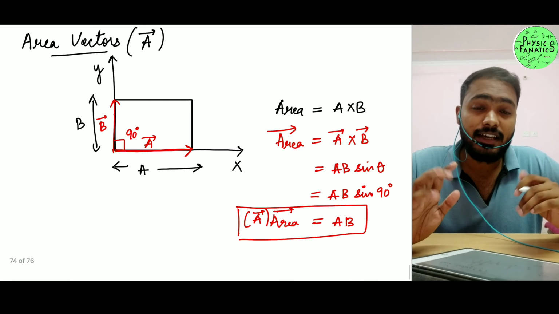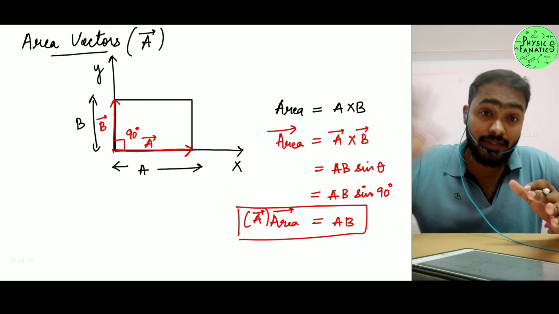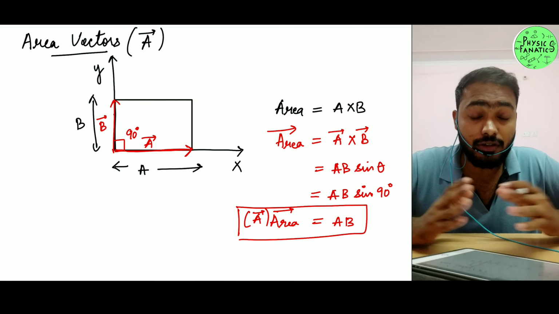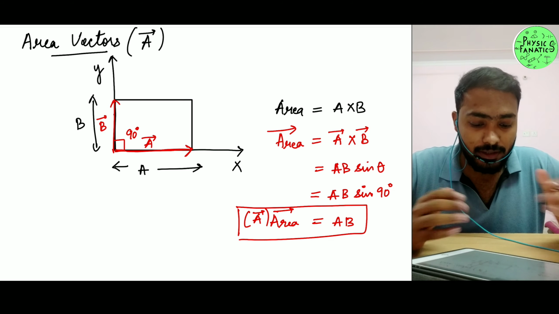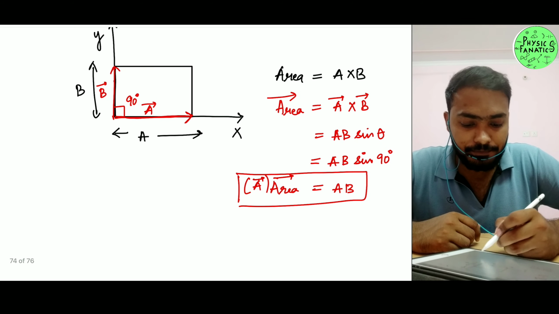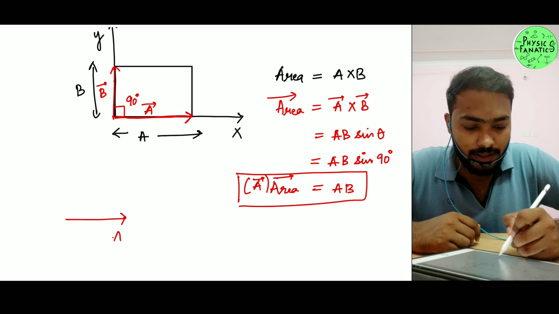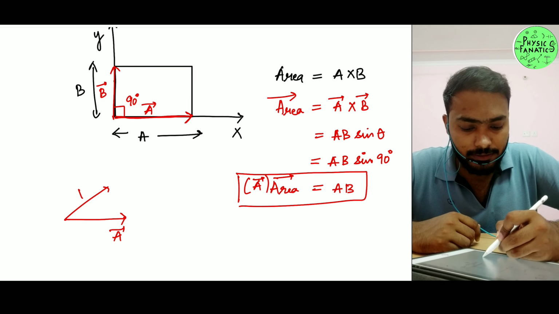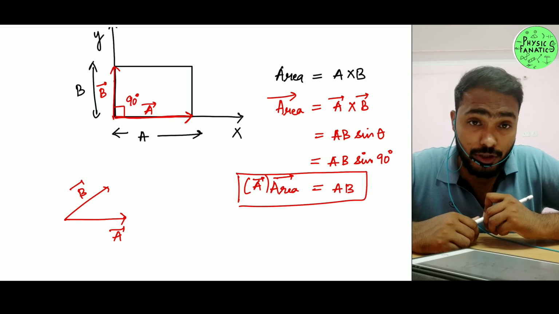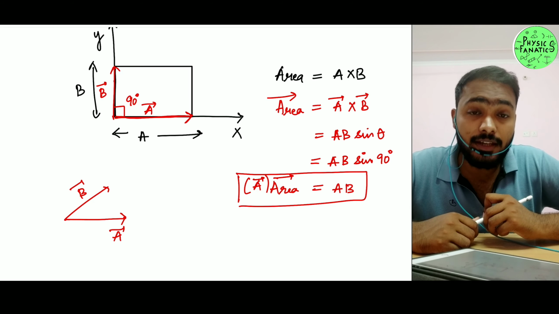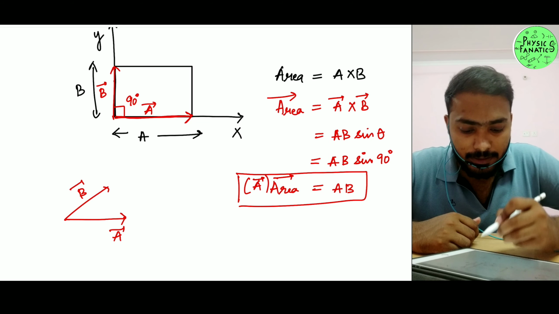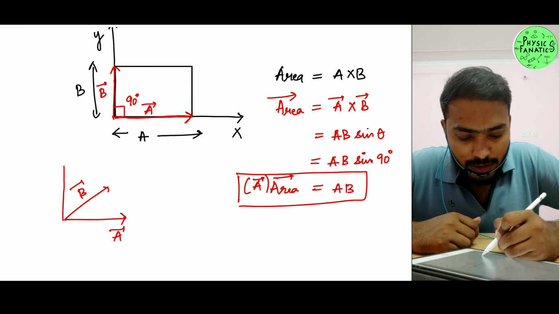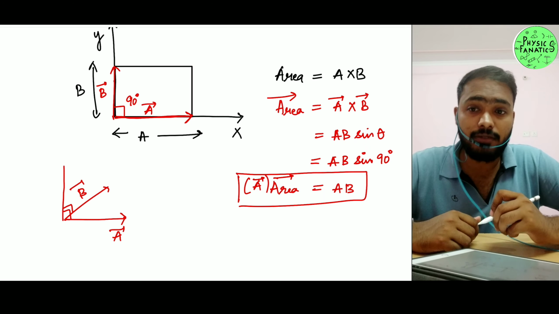Now we have studied in our vectors chapter, in our 11th standard, and I'm sure all those people who have maths must know this. If I have a vector A and a vector B, and I do a cross product of those vectors, then the resultant vector is always perpendicular to the plane containing A and B vector. That means it will always be perpendicular to the plane containing A and B vector.